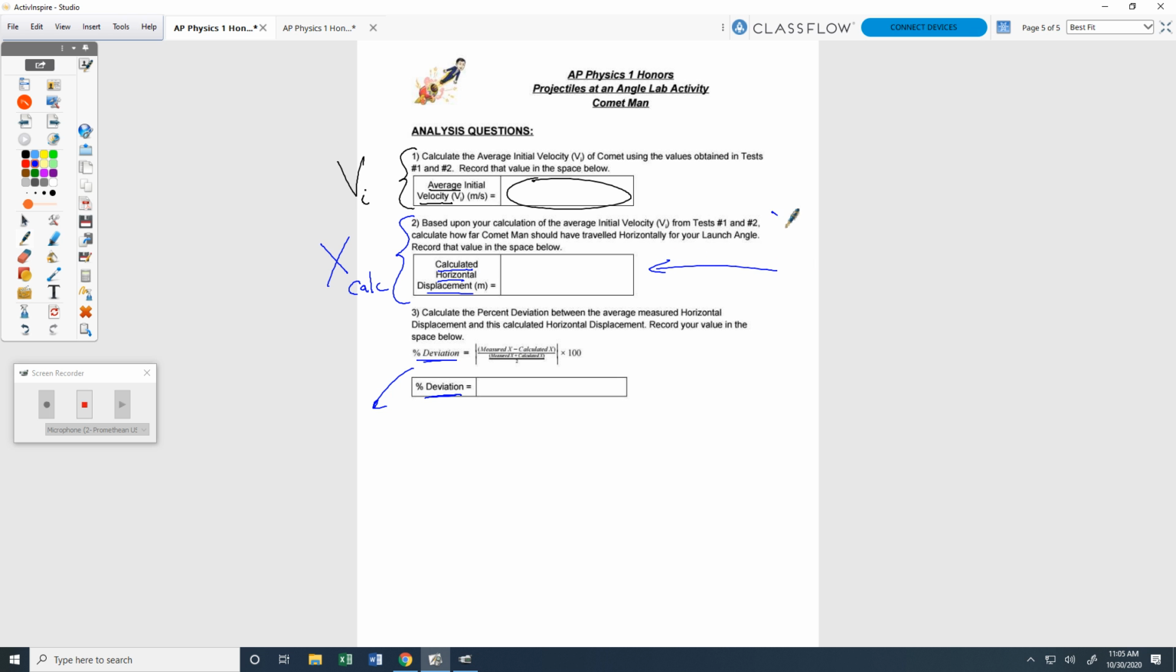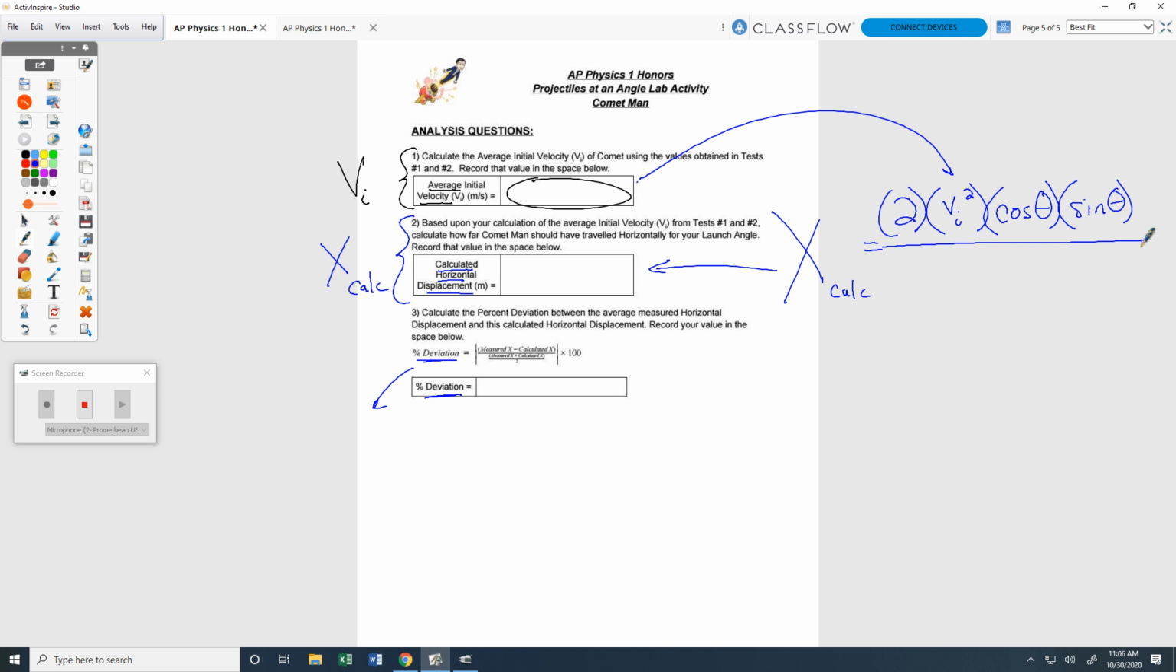So to find this X calculated, we have a brand new equation. I just finished up with the notes, the one that says finding velocity, develop this equation. We'll talk a little more about it. But to find this, you have to take 2. You're going to multiply by this initial velocity squared. So make sure you're squaring that initial velocity. Then you're going to multiply by the cosine of your angle, and then times the sine of your angle. All of that stuff is going to be divided by little g. It's going to be divided by 9.8. And that should calculate how far Comet Man should have traveled.